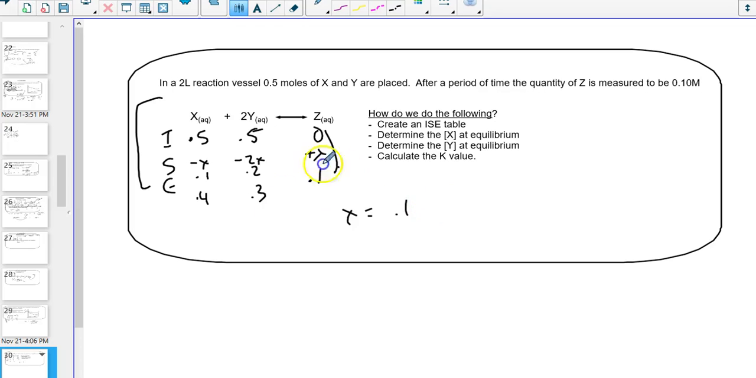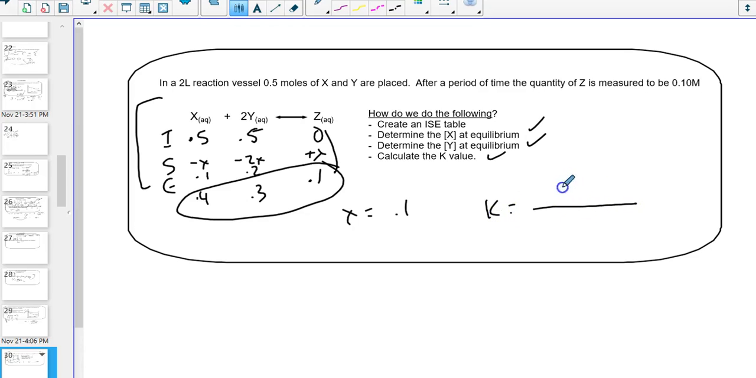Okay? We did this very similar setup in the last one. ICE table, determine X, did that. Calculate K. If you want K, you gotta fill out the expression. Alright, concentration of Z, concentration of Y squared, concentration of X, and plug your values in and solve it. I'm assuming you can do that.